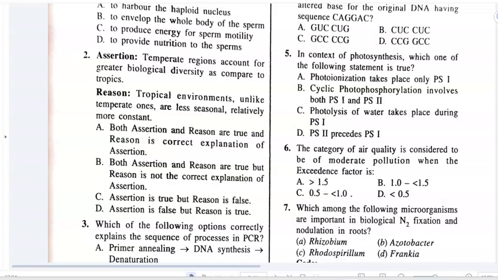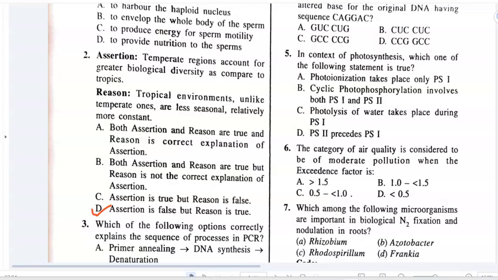So temperate regions have less biological diversity than tropics. So the assertion is false. Now the reason, that tropical environments, unlike temperate ones, are less seasonal and relatively more constant, is true. So the answer will be option D: assertion is false and reason is true.